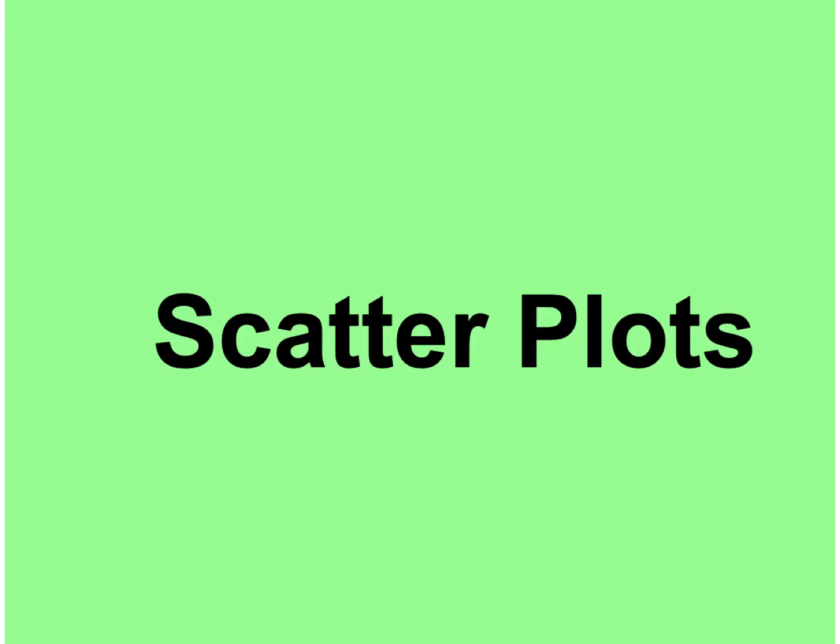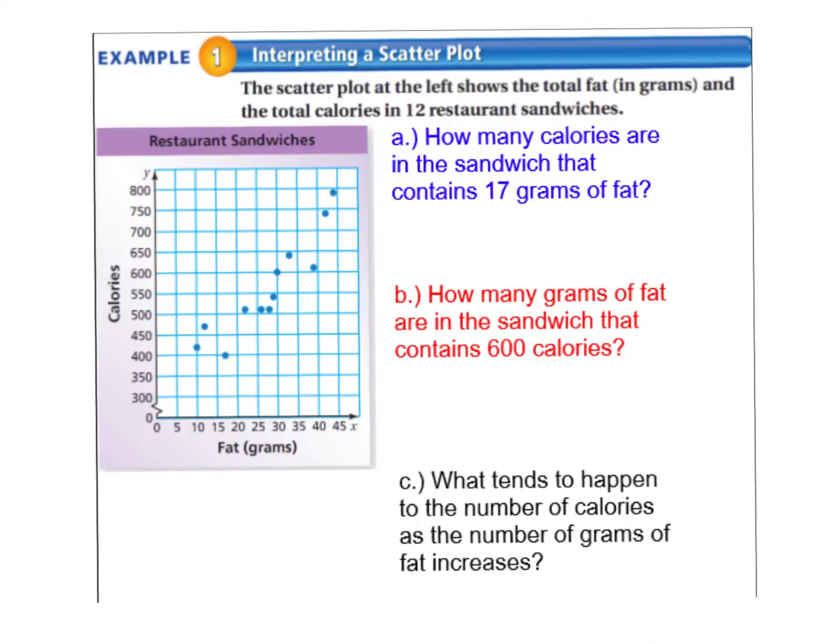The next graph we have are scatter plots. And with these you're basically going to be looking at the relationship between two things. So we're not going to put down a definition quite yet, but I'm comparing two items, basically. Here I'm comparing fat grams in a sandwich and calories in a sandwich.